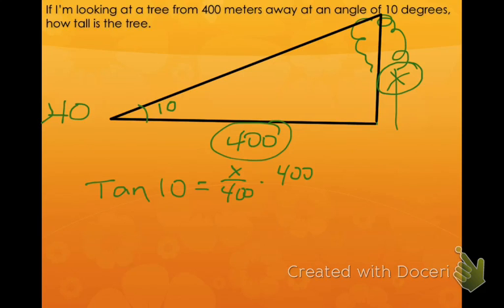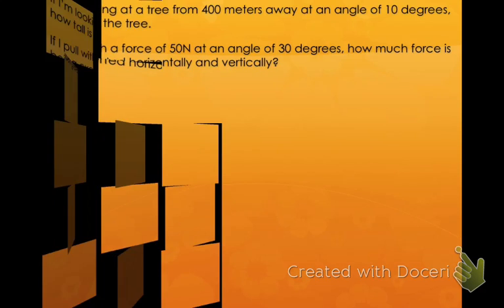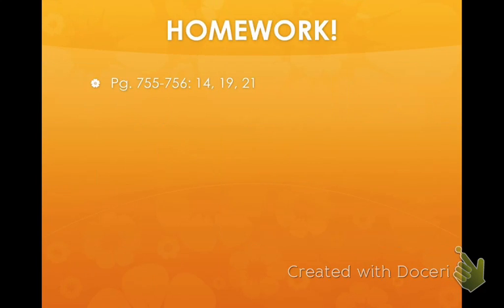So that means I'm going to use tangent of 10 is equal to x over 400. So I multiply by 400. 400 times the tangent of 10. And it gives me my answer, which is 70.5. And it's meters because I started with meters. And there we go.